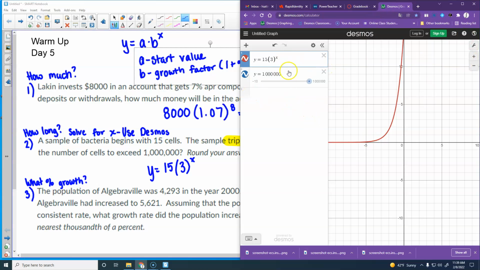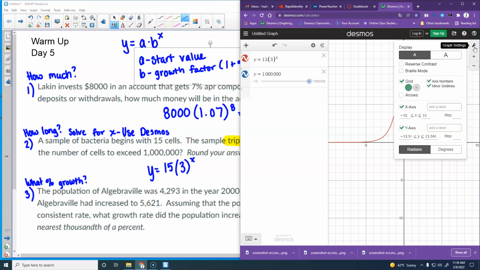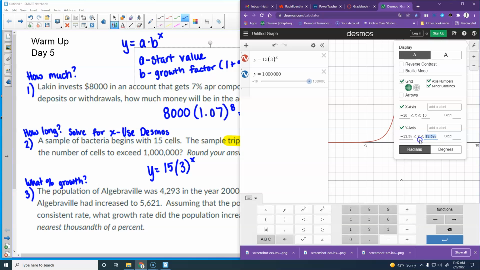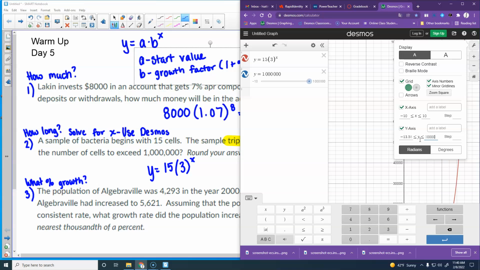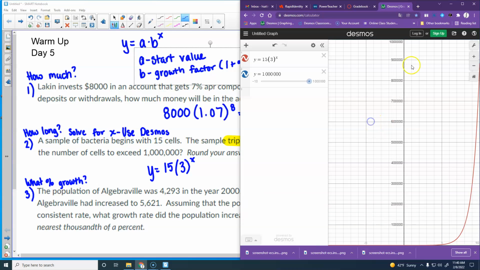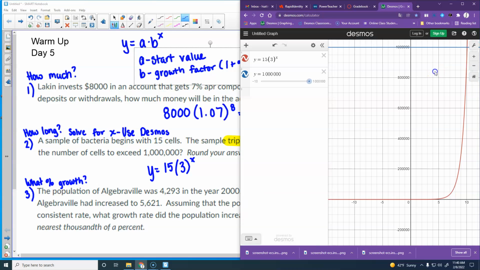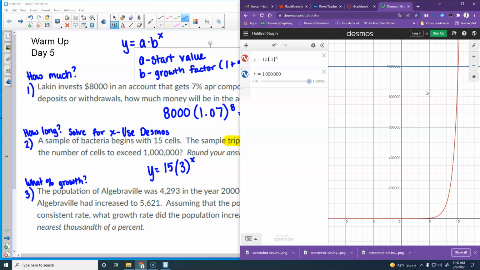So please follow along. All right, so if you hit the wrench up here in the corner, what do we need to change? We need to change the y-axis because we need this y equals 1 million right here, right? So I'm going to just go over here and change that last number to 1 million. And then it may still not show up good, but usually if you just zoom out just a little bit after that, you'll get the right graph.